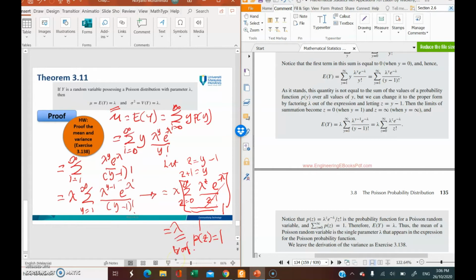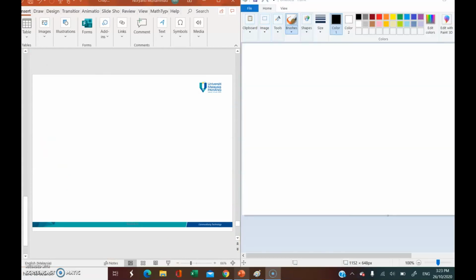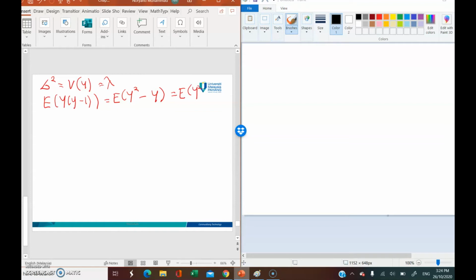Okay. All right. So next, variance. I put here a slide. Now we do the population variance for the Poisson distribution. Basically we have population variance equal to V(y). This one you will get lambda as well, isn't it? And do you remember, when we have variance, we will have E[y(y minus 1)], which is similar to E[y squared] minus E[y].